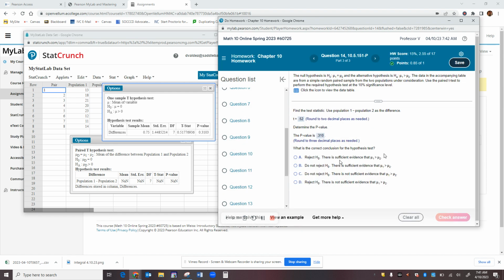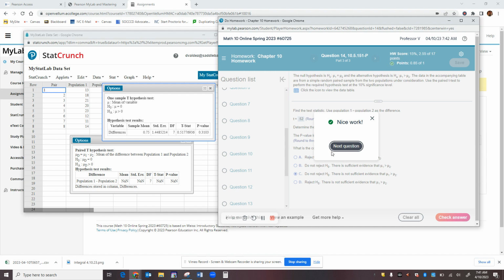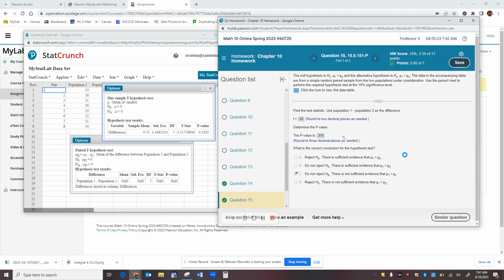Okay, and then alpha is 0.10. P-value is way more than that, so do not reject H naught. There is not sufficient evidence that mu1 is greater than mu2. Good. I'll do another one.